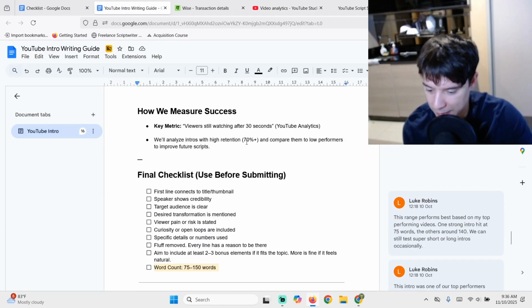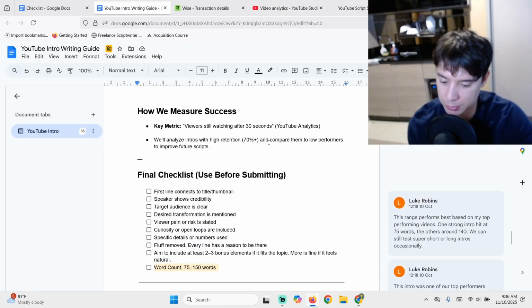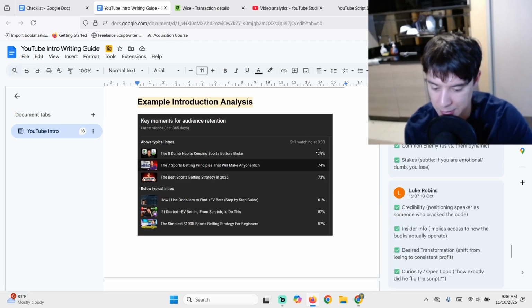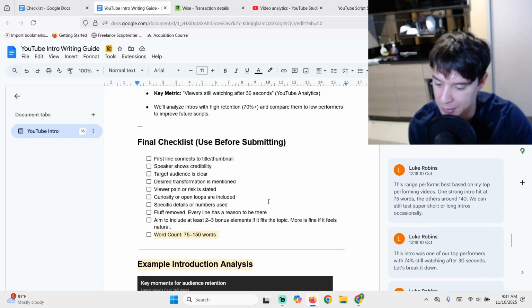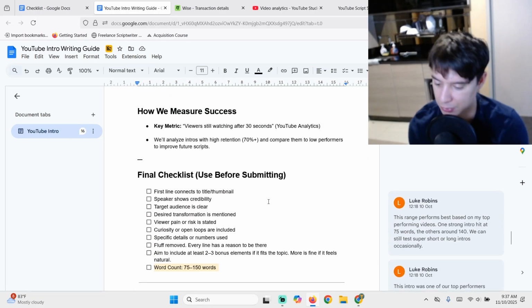So yeah, if it's 70% plus, usually means it's pretty good. I notice my best ones are typically 74%, around that range. It's above 70%. And then if it's below 60%, it's usually pretty bad. Those are the metrics I use when judging intros.